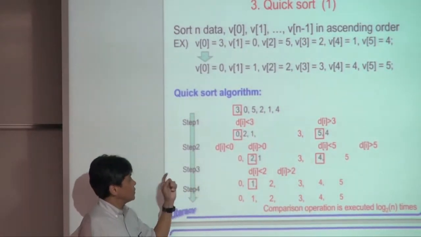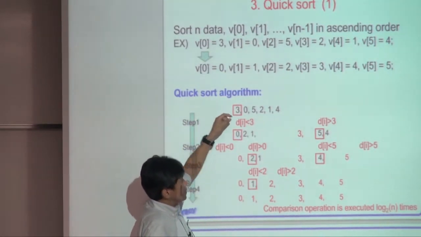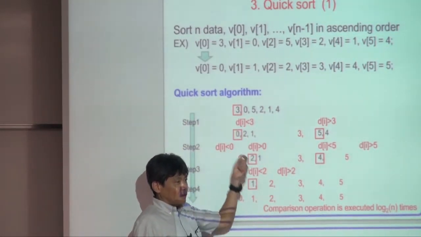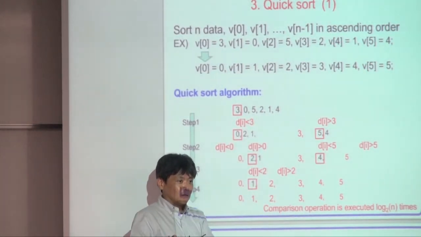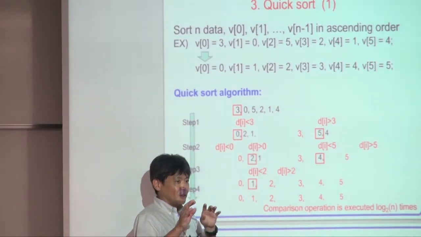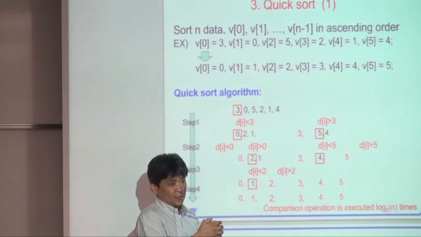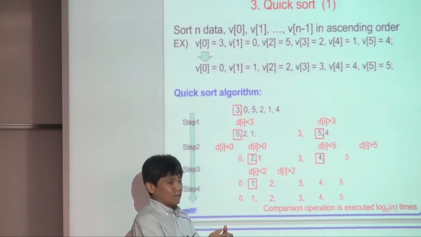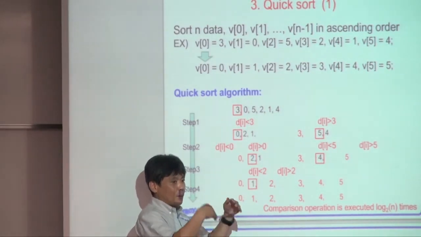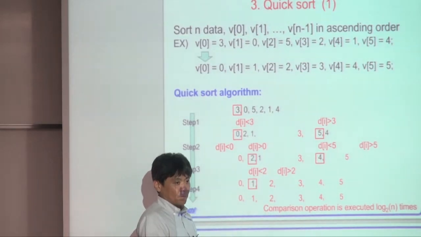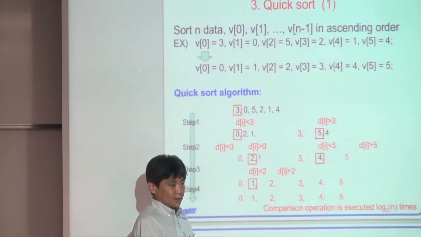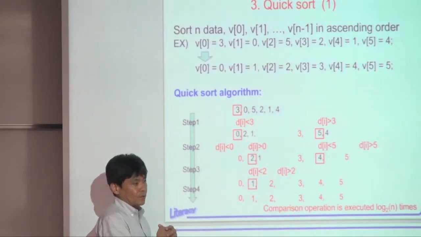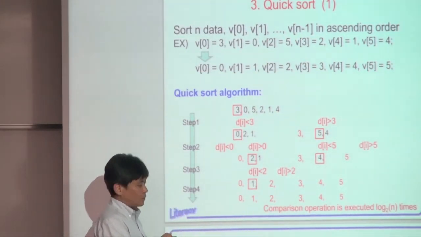As I explained, you select the first element and use that element to divide into a left part and a right part. This is the basic operation for quicksort. This operation is applied in the next step to each of the two divided groups. Recursively, this operation will be called.